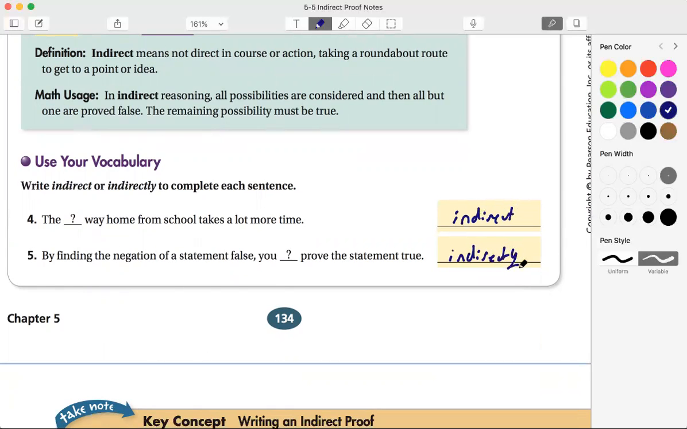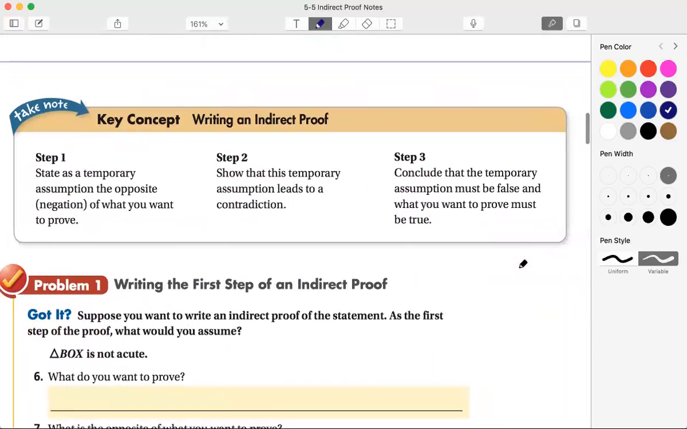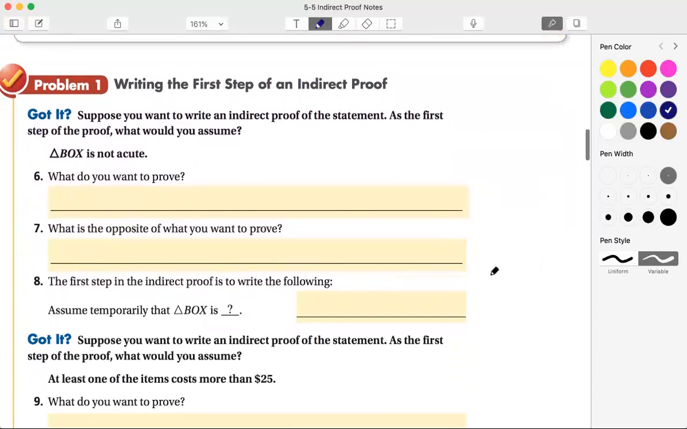By finding the negation of a statement false, we indirectly prove the statement true. So the steps in writing an indirect proof: we start off by temporarily assuming the opposite of what we want to prove. We show that the temporary assumption leads to a contradiction somehow. And then we conclude that this temporary assumption must have been false, therefore proving what we wanted to prove true in the first place.